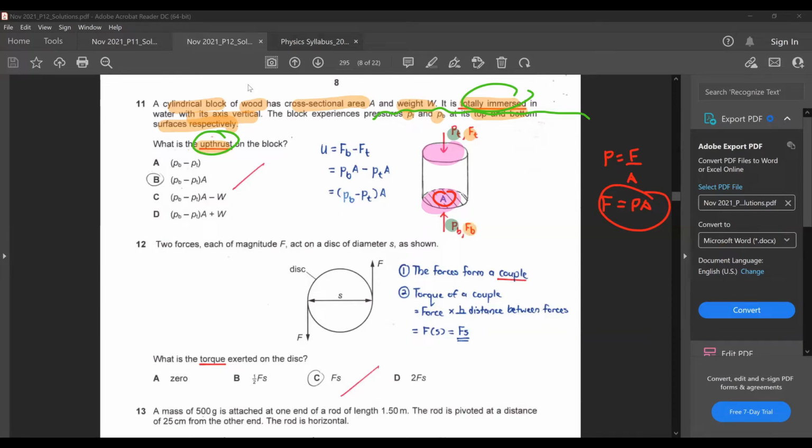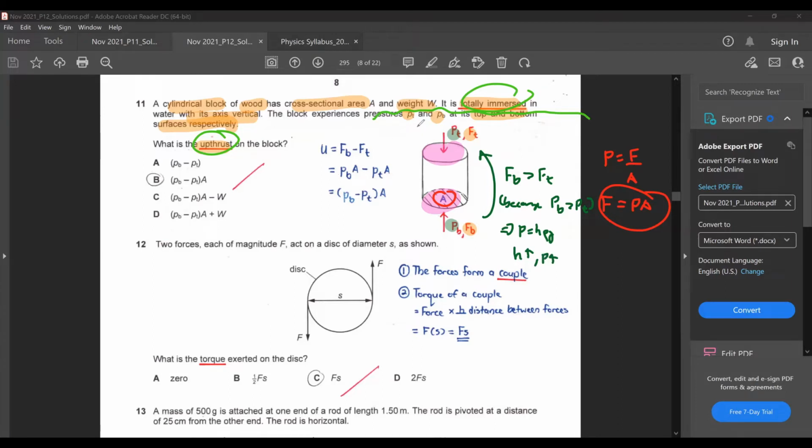Okay. Now, from here, what you can say is that Fb will be more than Ft because pressure at bottom is more than pressure at top. Why do I say this? It is because pressure is H rho g. So if you're at a higher depth, if your depth is larger, your pressure is larger.